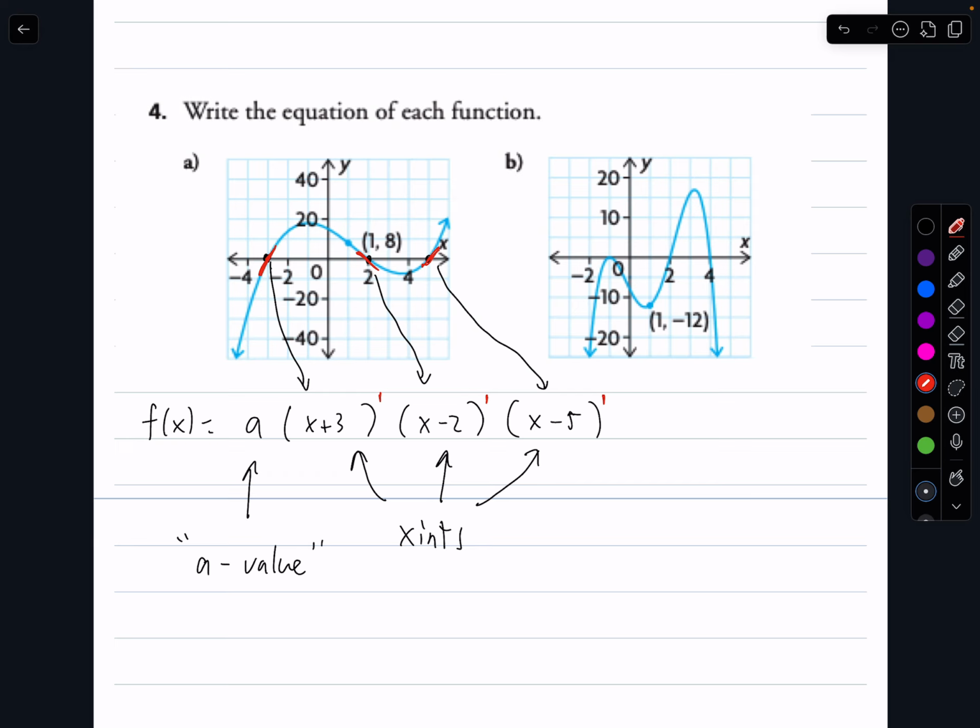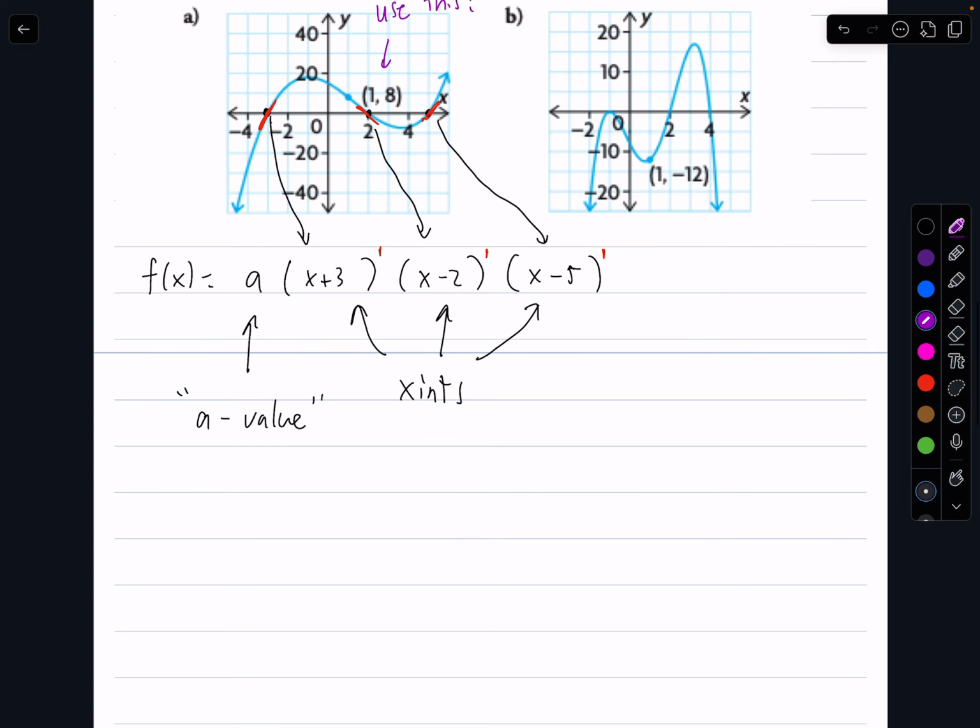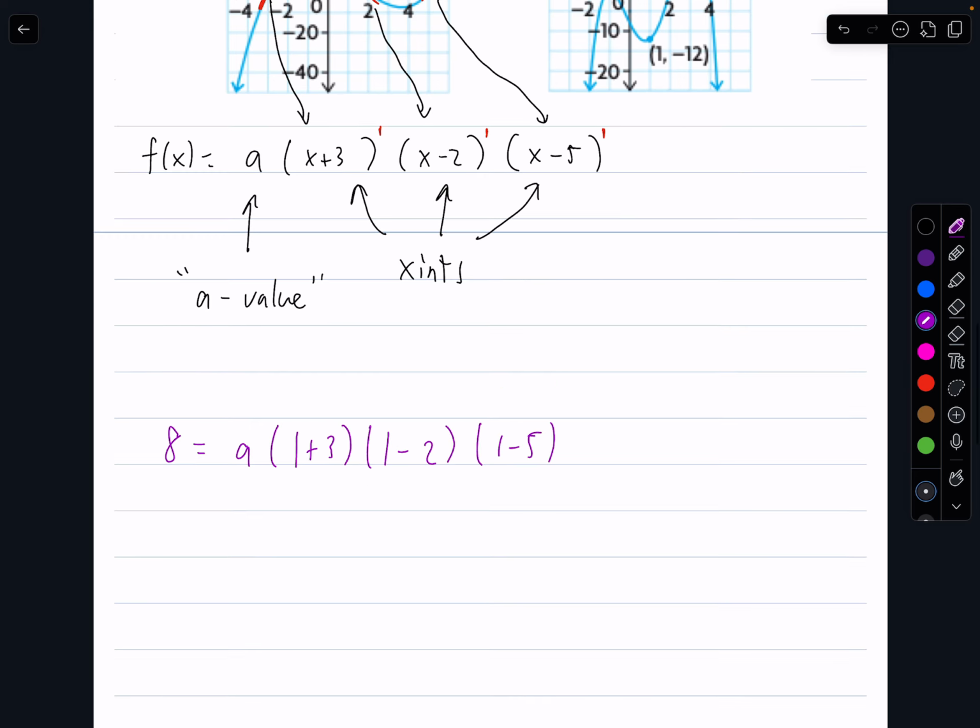How do we find the a value now? How are we going to find the a value? Well, the way we do that is we have to use this point. We have to use the point to find the a value. So what we're going to do is we're going to take that point and we're going to plug it in. And we're going to say 8 is equal to a times (1 plus 3), (1 minus 2), and (1 minus 5). And then we're going to solve for a.